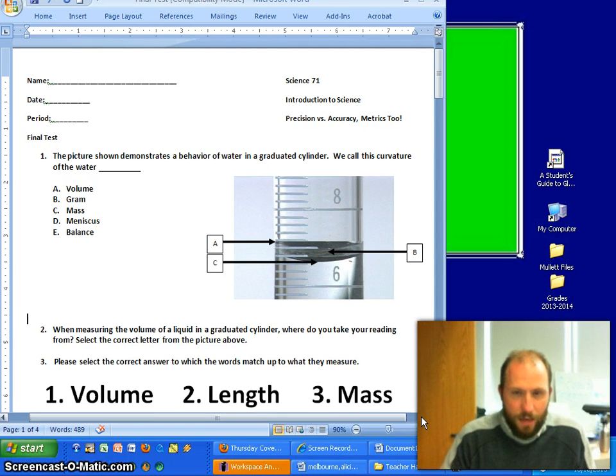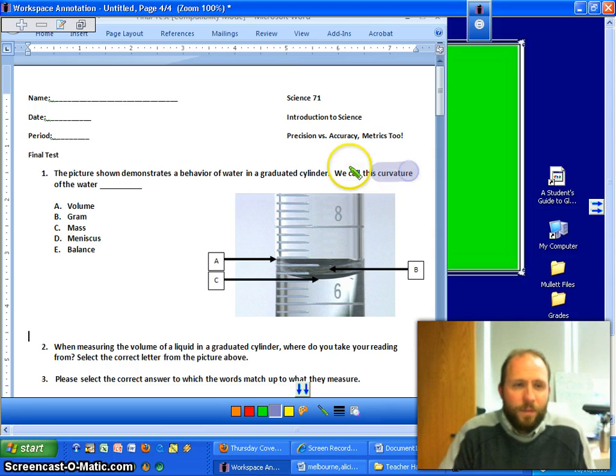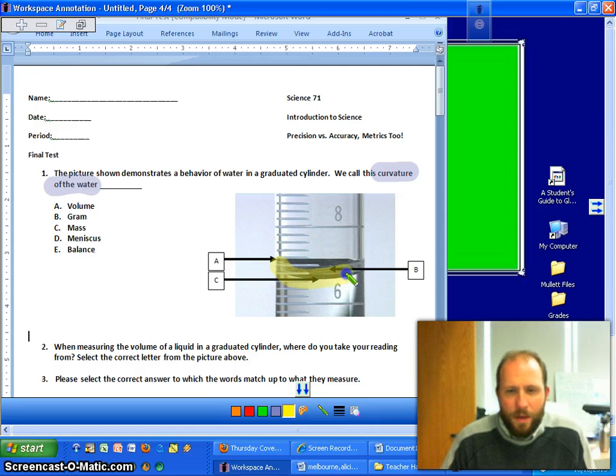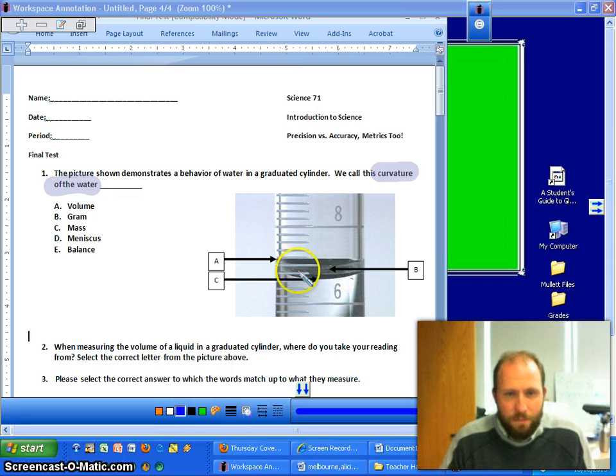One of the items being whether or not you understand the vocabulary of a word that's defined as the curvature of the water. So we're talking about this curve right here at the very bottom that you can see right in this area. And we just want to make sure that people know these terms. But your options include volume, gram, mass, meniscus, and balance.